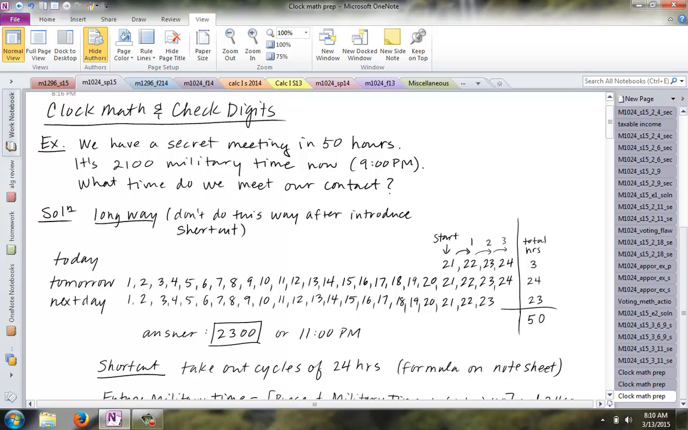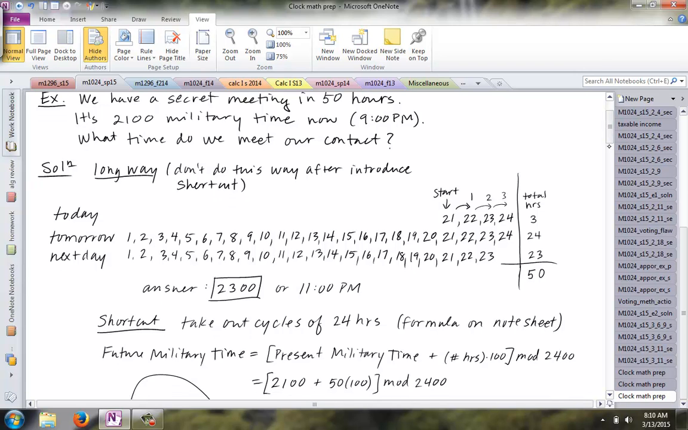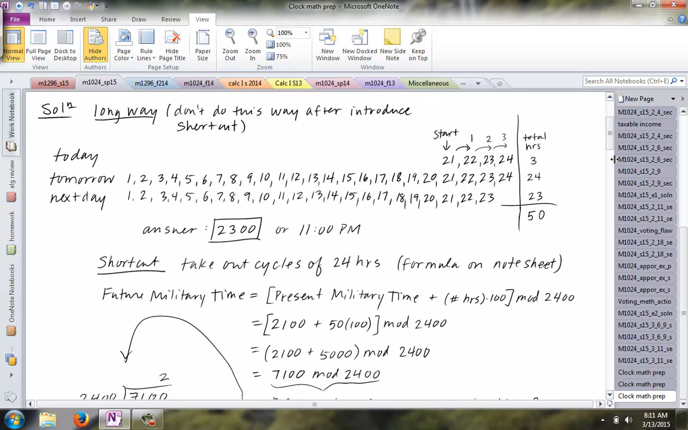So a shortcut for this is, notice that we went through a couple cycles of 24 hours. If you look at your note sheet now, there's a formula that I made for you. And this is not a unique formula. There's a lot of different formulas we could use as a shortcut. These are not in order, so make sure you look down about 3 sections down to where it says military time.